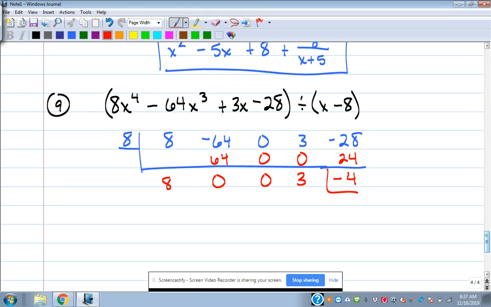So what's the degree of our quotient? Cubed, because we started with fourth and we did synthetic division, so it goes down 1. So that's 8x to the third plus 0x squared plus 0x plus 3 plus negative 4 over x minus 8.